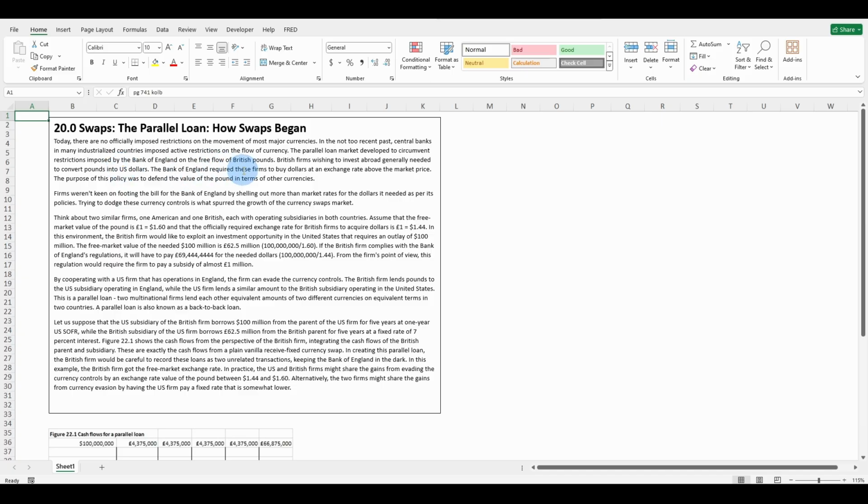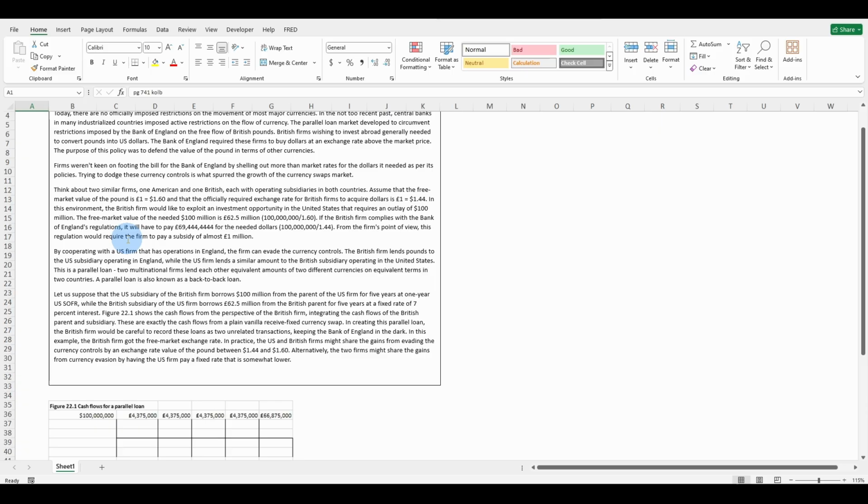The Bank of England required these firms to buy dollars at an exchange rate above the market price. The purpose of this policy was to defend the value of the pound in terms of other currencies. Firms weren't keen on footing the bill for the Bank of England by shelling out more money than market rates for the dollar it needed as per its policy. Trying to dodge these currency controls is what spurred the growth of the currency swaps market.